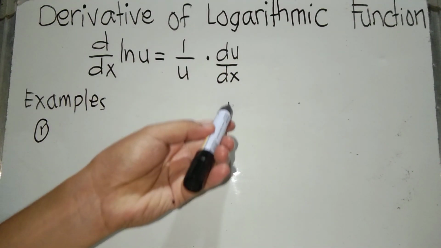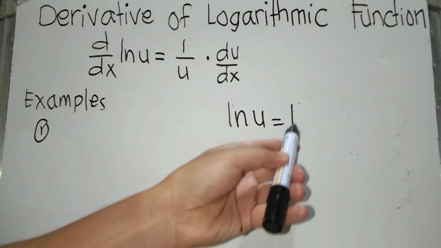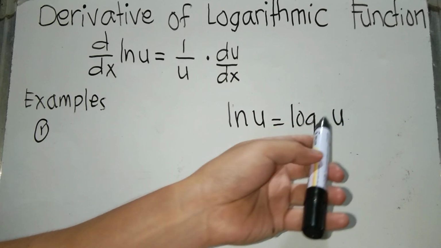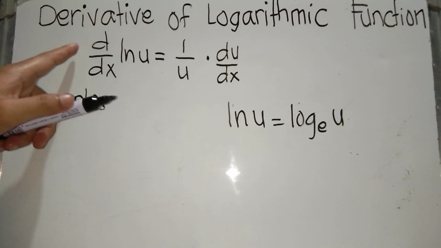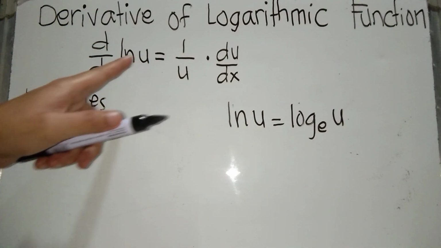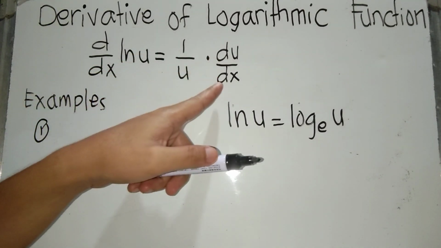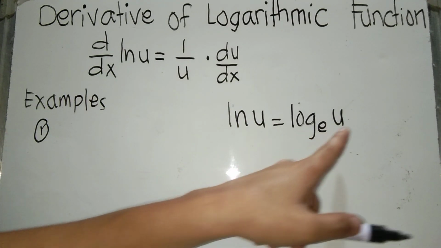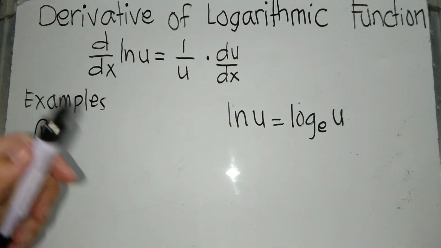Now you have to be careful because when you see ln u, this is just the same as the logarithmic expression log u with the base e. So when I say the derivative of log u with the base e with respect to x, it is still equal to 1 over u times du over dx. So our ln u can be replaced with log u with the base e.